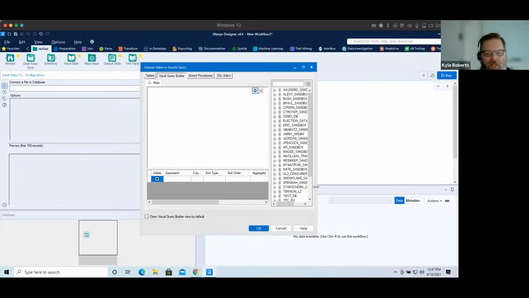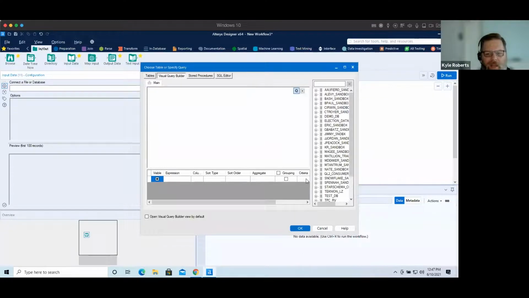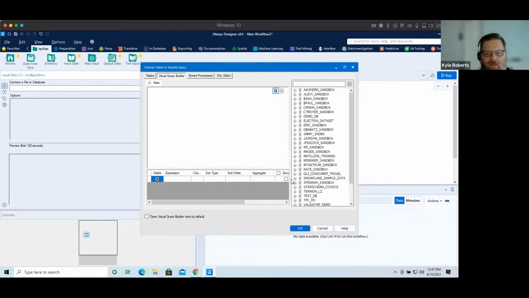I don't mind showing you this because this is our Technion sandbox. Everything in here is the stuff we just play around with and do demos with. I'm Kyle Roberts, so there's my KR sandbox. I'm going to click on that to open it.